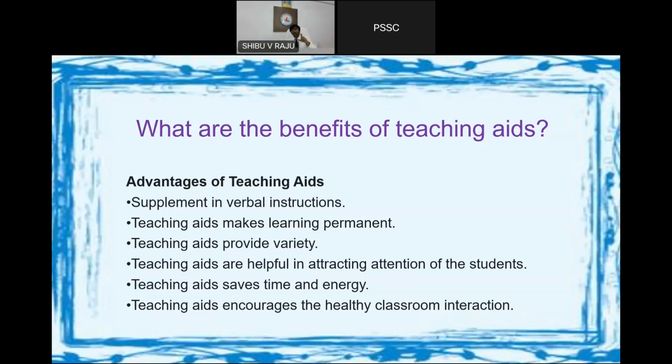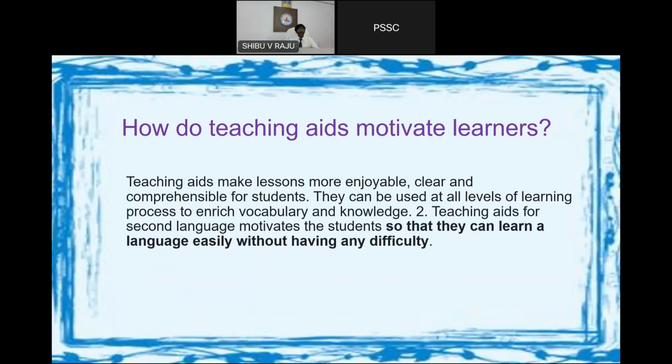So involvement of the students is also found, and the class will become an interactive session, and the class will have a lot of teaching aids. Who is preparing? Students are preparing the teaching aids, and I want to spend time on such teaching aids. So teaching aids make the lesson more enjoyable, clear, and comprehensible for students. They can be used at all levels of learning, and enrich vocabulary and knowledge.